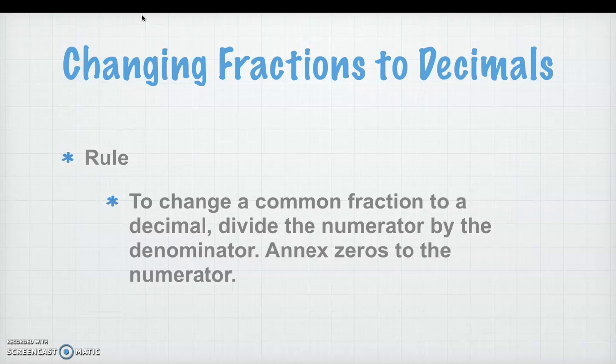But we don't want remainders. What do we do if we don't want a remainder? We add a decimal point, and after that we annex a zero. So let me go ahead and show you an example as we are dividing the numerator by the denominator to be able to change a fraction to a decimal.